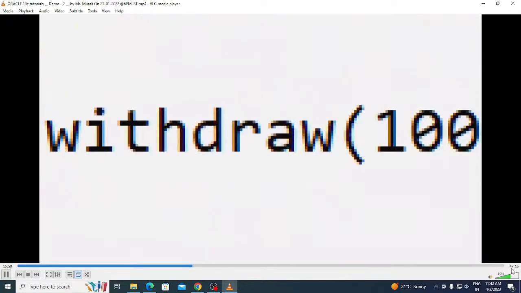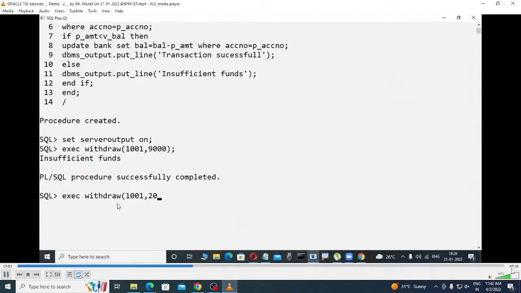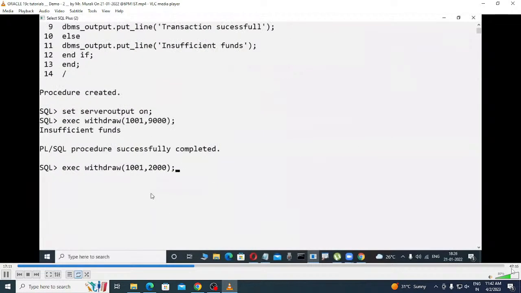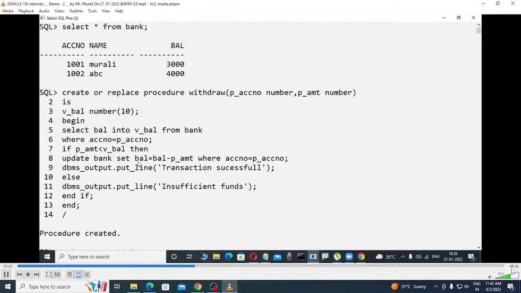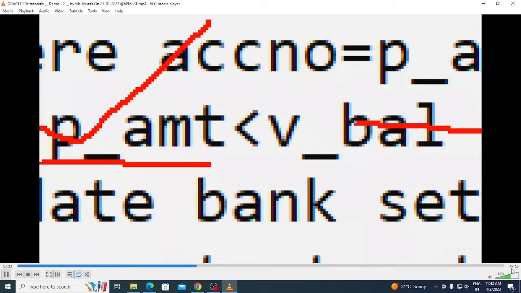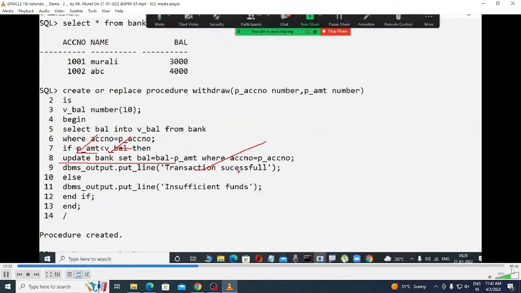I try to execute withdraw again. Now I try to withdraw 2,000 rupees. Possible, possible. Why? Because my balance is 3,000, and I try to withdraw only 2,000. So whenever your passed amount, 2,000, is less than the available balance, in this case 3,000, I am updating the bank table. Bank updating means modifying it. Just, the transaction is successful.